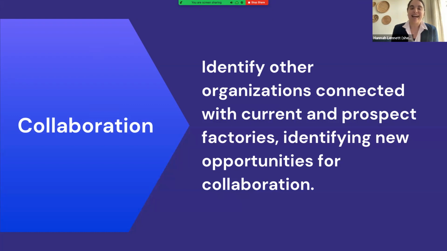The second benefit that we hear from brands is that collaboration piece that I mentioned. So being able to identify other organizations who are connected with current and prospect factories, and then identify new opportunities for collaboration with them. An example that we've heard from Kings of Indigo is they use the OAR to understand whether there are brands sourcing from the same factories that they are, or the same region, and then identifying opportunities to work with those other brands. And we'll do a demo specifically about how to figure out who your potential collaborators might be if this is something that's of interest to you.